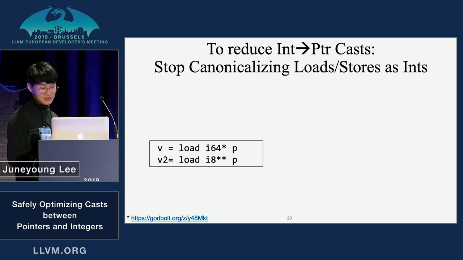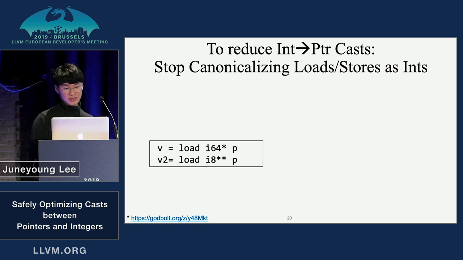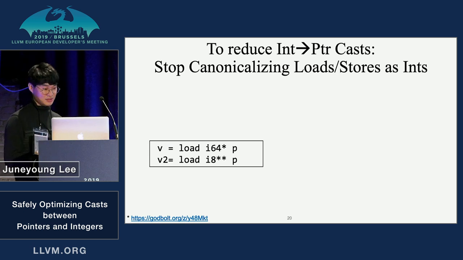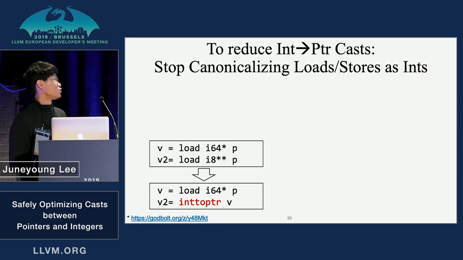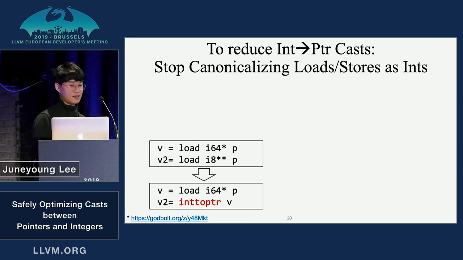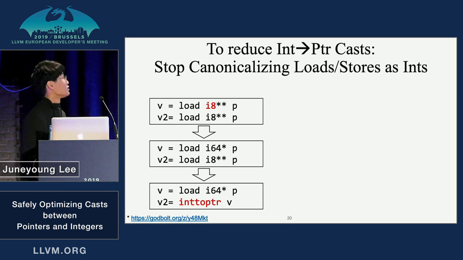Second, in order to reduce integer to pointer casts, we can stop canonicalizing loads and stores as integers. Let's assume that there is a program which has two loads. Then GVN can optimize this program into the following code, which contains an int to ptr cast. Interestingly, what we observed was that the majority of these cases are not written by the programmer, but rather come from canonicalization of certain loads and stores. You can see that the first load is optimized into a load of integer type, but the second load couldn't, for some reason.